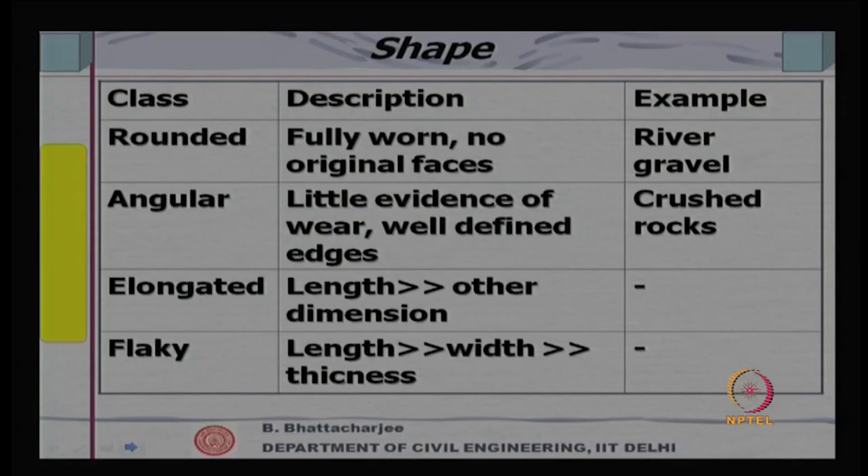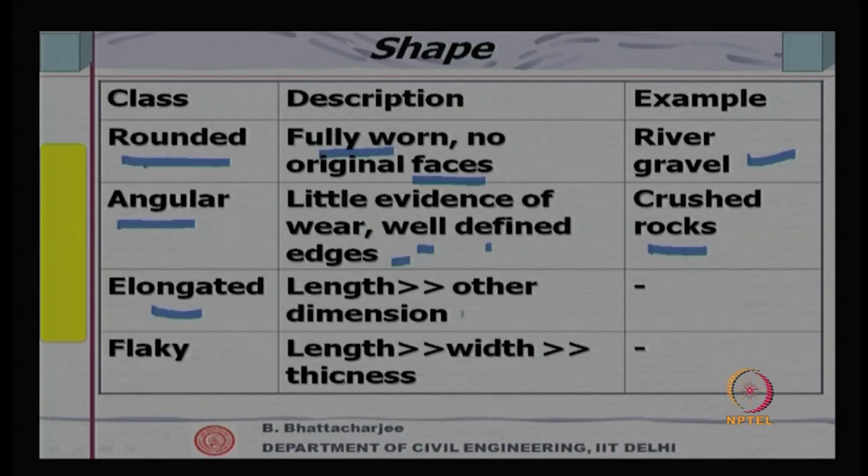Right. So, shape wise, if we look at the classification, rounded is one of the classifications: fully worn, no original faces, that we call rounded. River gravel, for example, will be fully worn, all worn out, no original faces. Angular: little evidence of wear, well defined edges, you get from crushed rocks. Now, there are various in-between shape classifications, but we have just listed a few here.